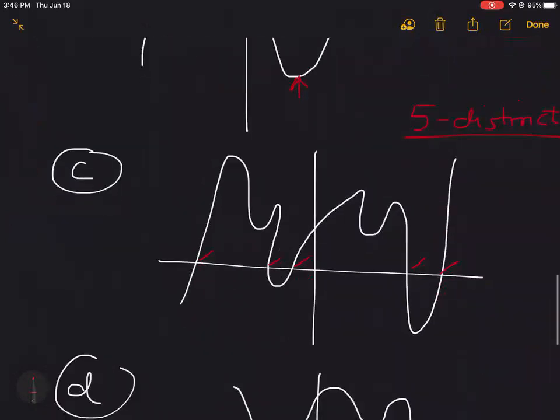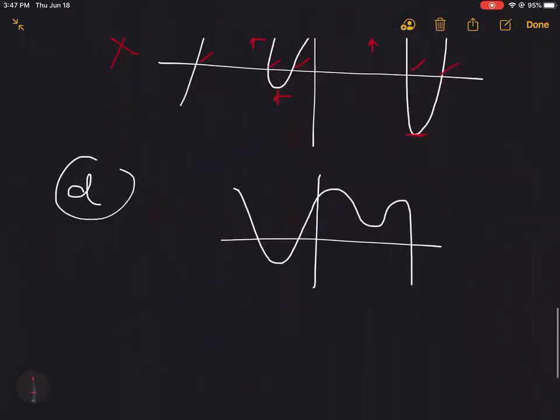Okay, next. It also looks like it has intersected the y-axis at somewhere 0, 3. But let's see how many turning points it has. 1, 2, 3, 4, 5, 6, 7, 8. So that means this is not our graph. This doesn't satisfy one of the properties we have, so we can eliminate it from our possible answers.